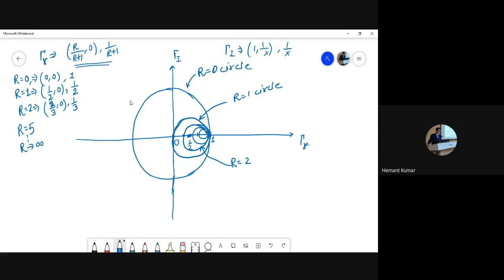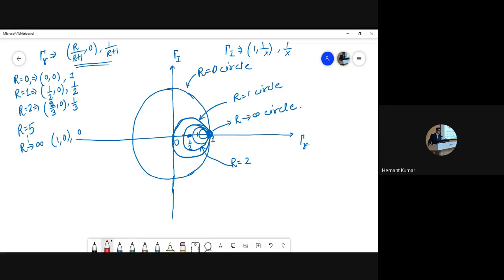This will become 1. So the center will be 1 comma 0 and the radius will be 0. So you will get a point here. So this will be the R infinity circle. So these are known as constant R circles. Next we will plot constant X circles.